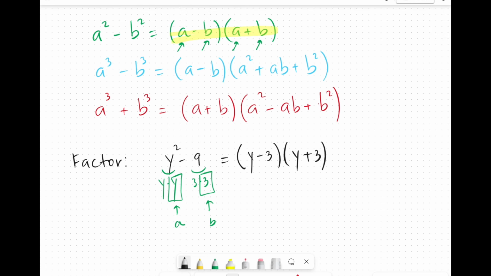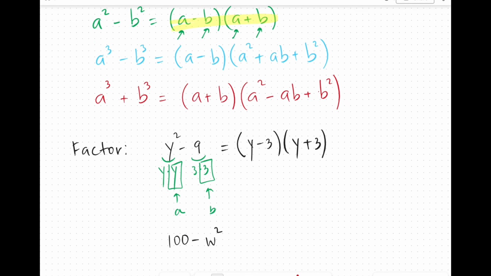I want to do another example with the same formula. Again, you see w squared, so it has to be the green formula if it was a formula, and then you also see a minus. So here, to determine our A and B, you will break down 100 into 10 and 10 and w into w times w. Your factored form would be 10 minus w and 10 plus w.